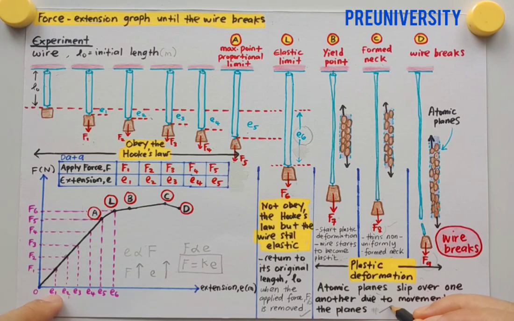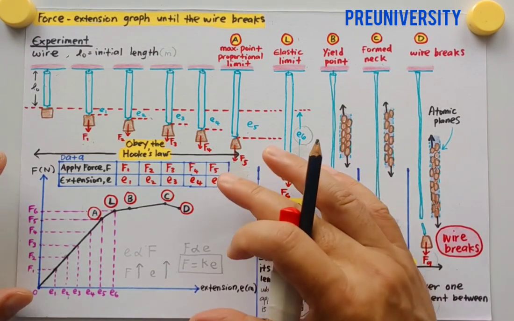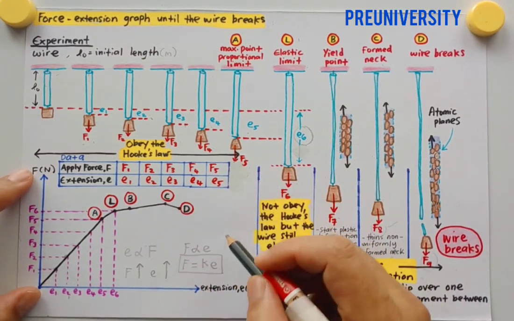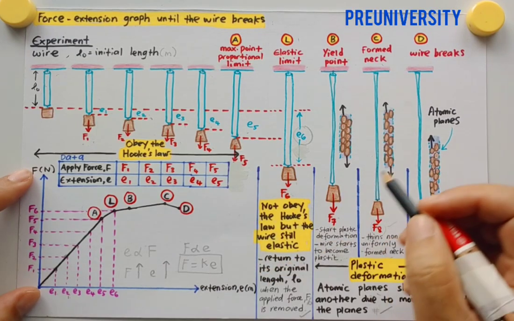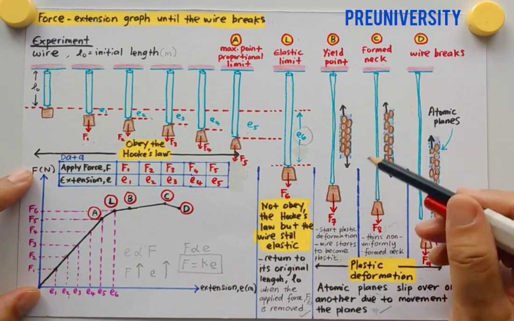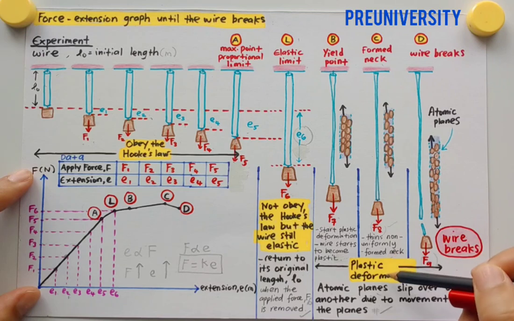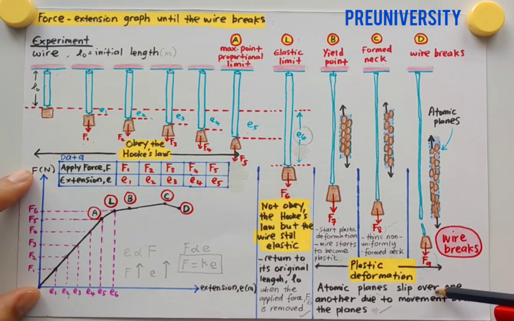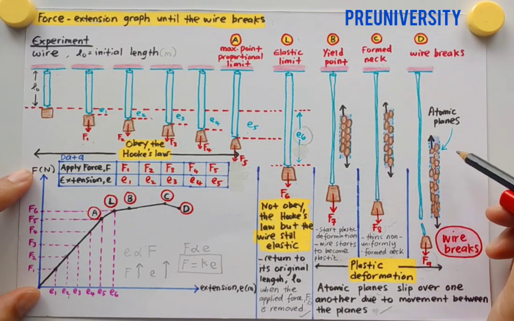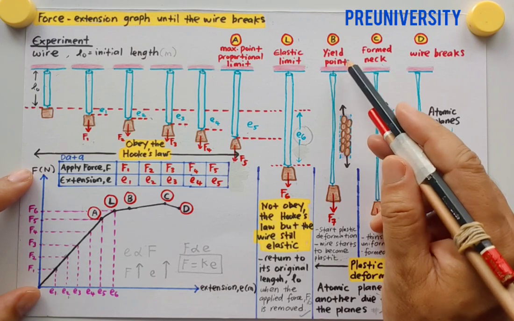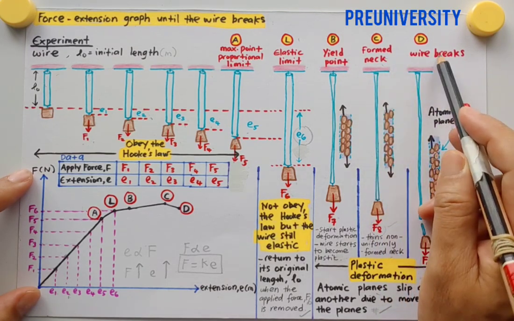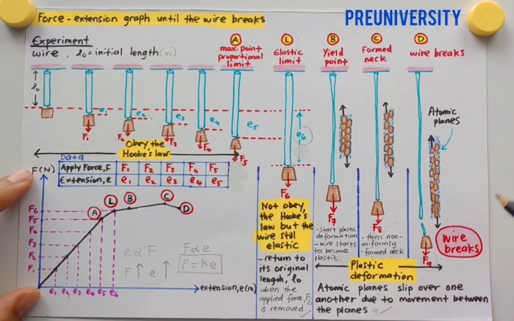So in this case, we try to understand the graph of the force against the extension, and actually what happened inside the wire. Why does the wire form the plastic deformation? Because the atomic planes slip over one another. So at the yield point, they form the neck, and then lastly, the wire breaks. For that, thank you.